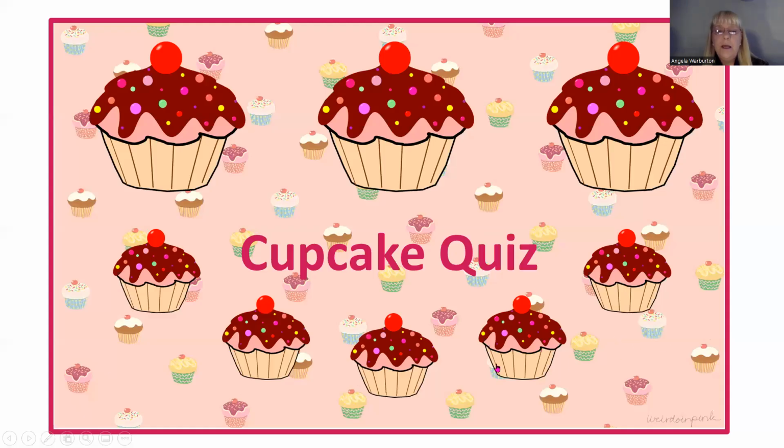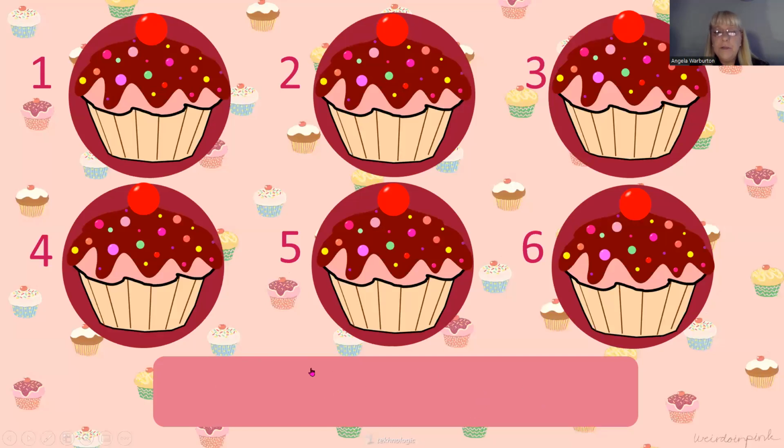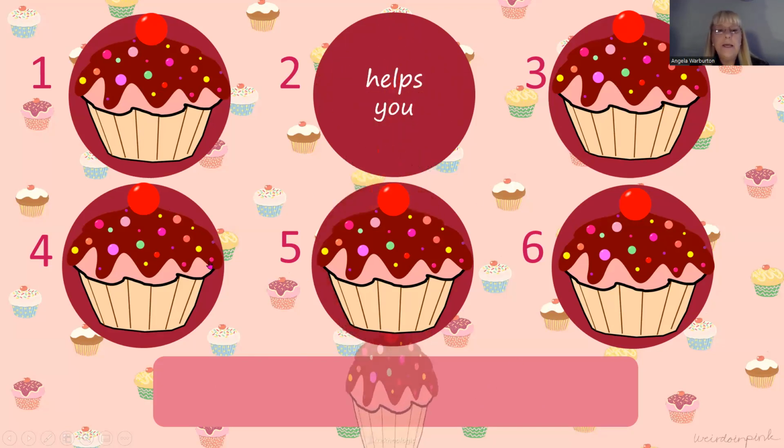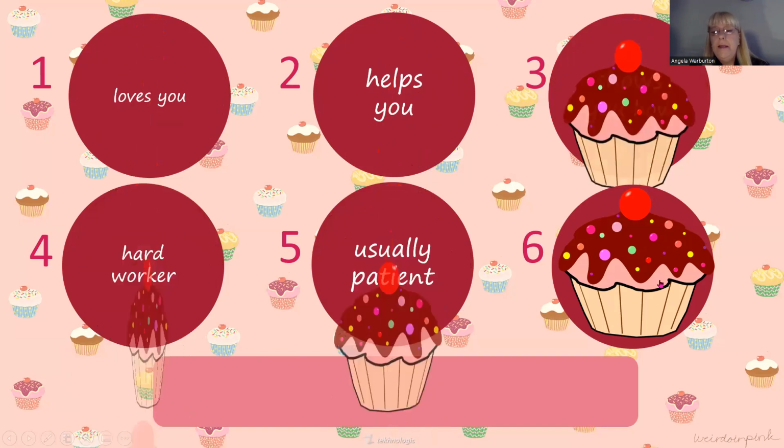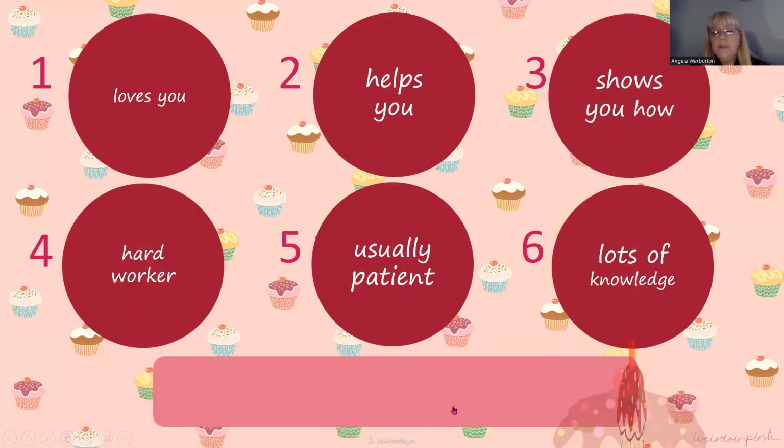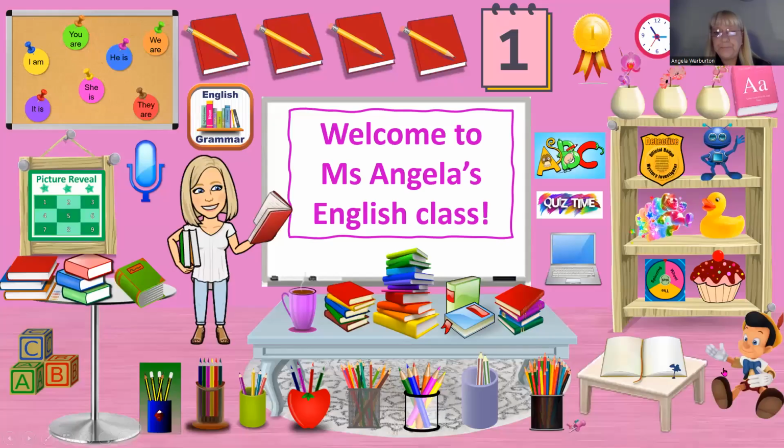Cupcake quiz. In the bar at the bottom is a secret word, and they would choose. Behind all the cupcakes were clues to the word at the bottom. So I would click on it as they called out, chose a cupcake. They would read the clues to me. And the word at the bottom, or the phrase at the bottom, would be related to the story. So you can see this was a human teacher.